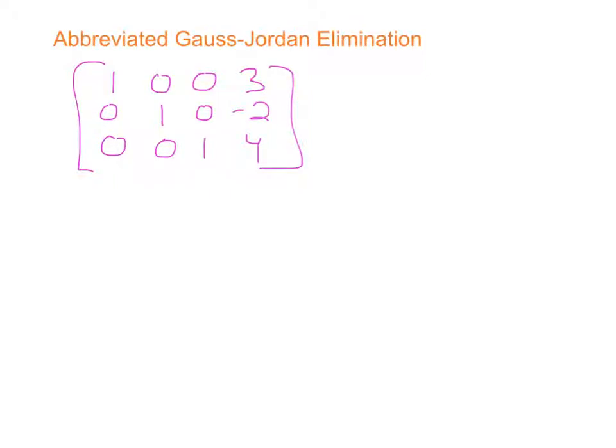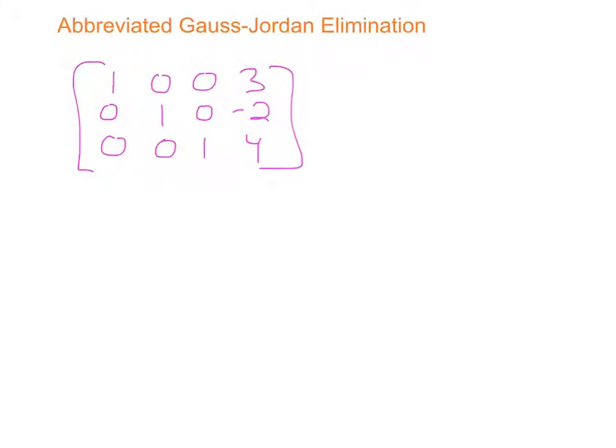So in this video, we're going to talk about an abbreviated version of Gauss-Jordan, and I'll get to what I mean by abbreviated in a little bit. So the first thing I want to remind you as we look at this augmented matrix is that the first column is represented by x, the second column is y, the third column is z, and the last column is equal to. The last column is always equal to.